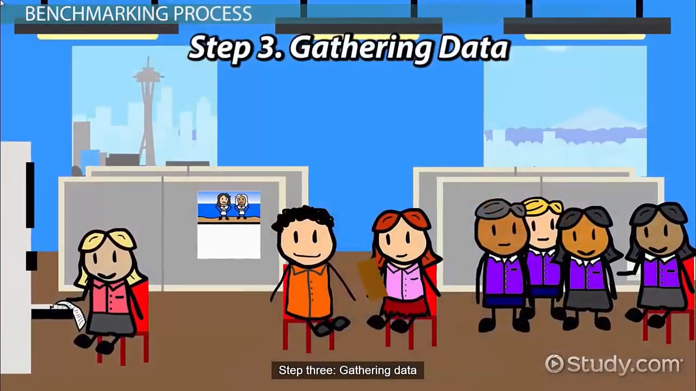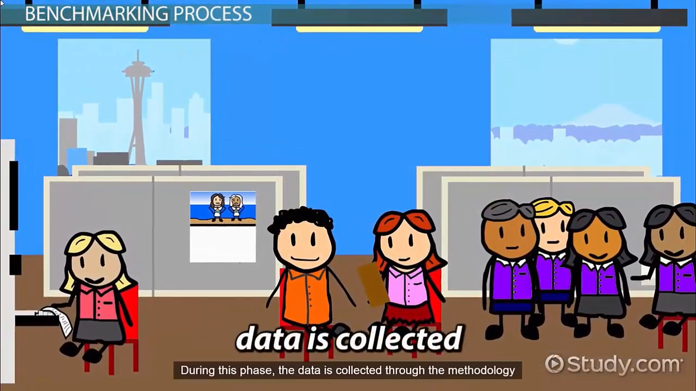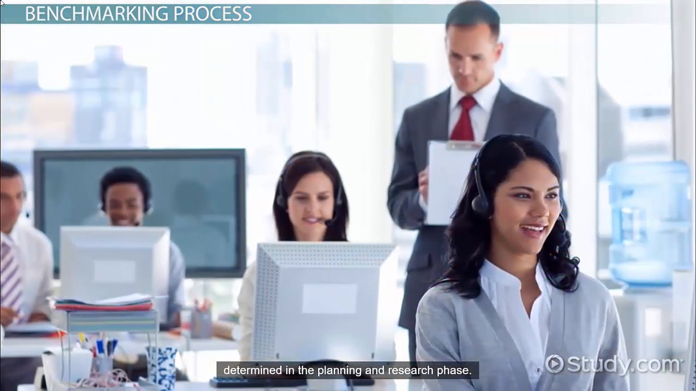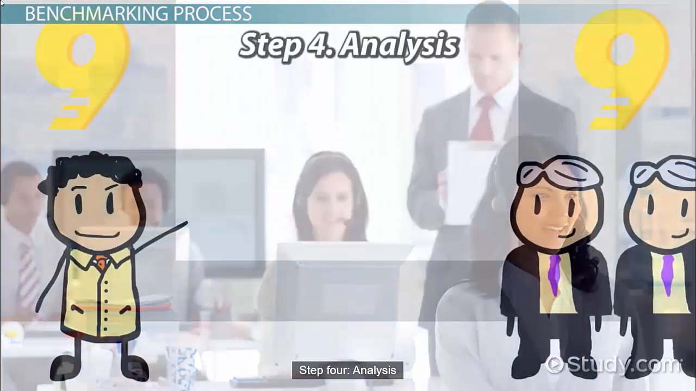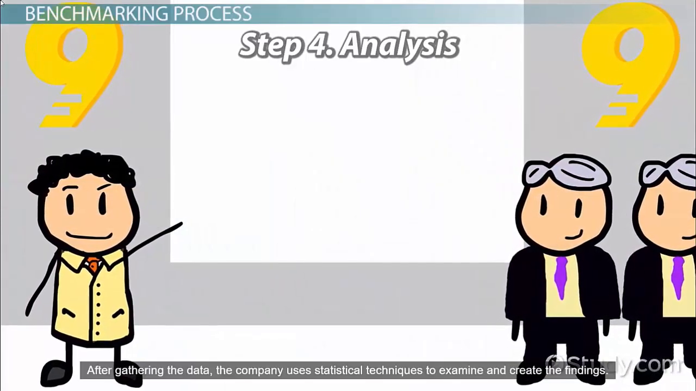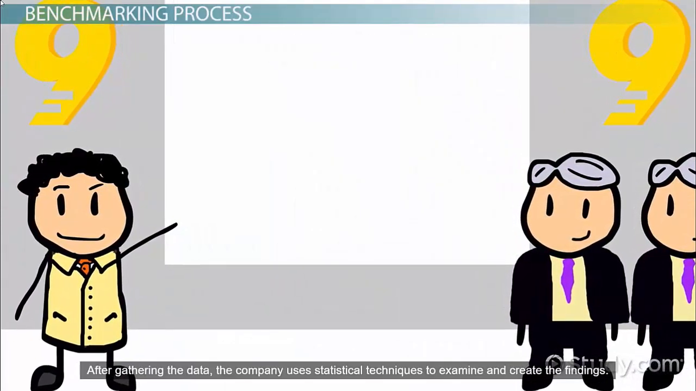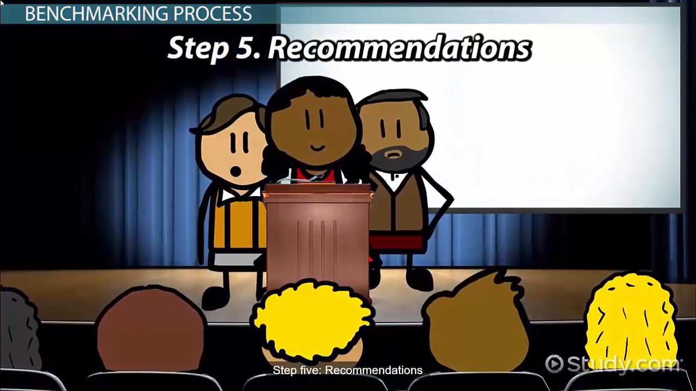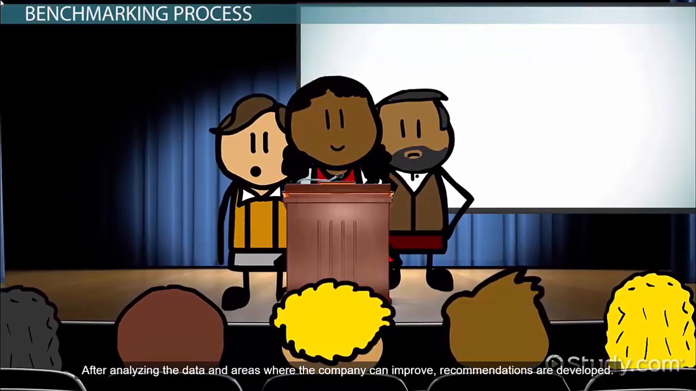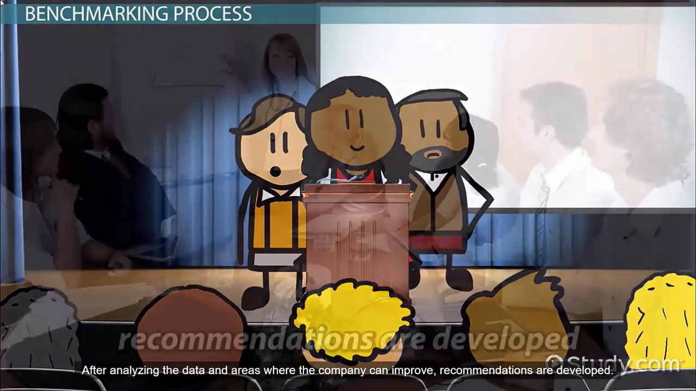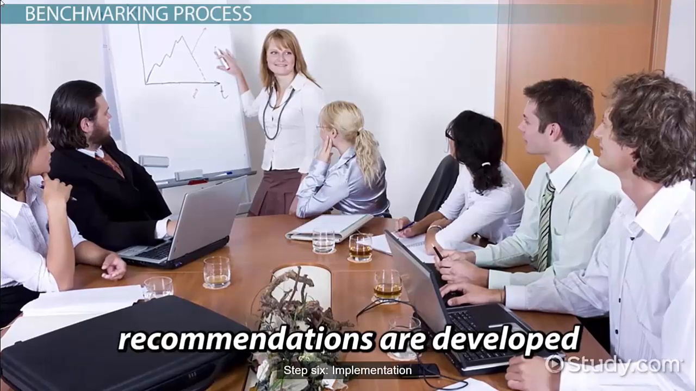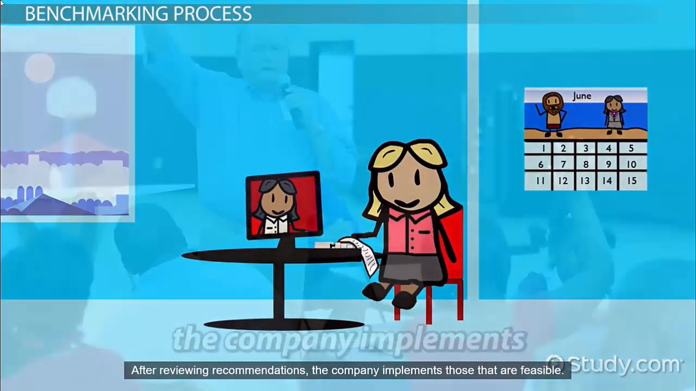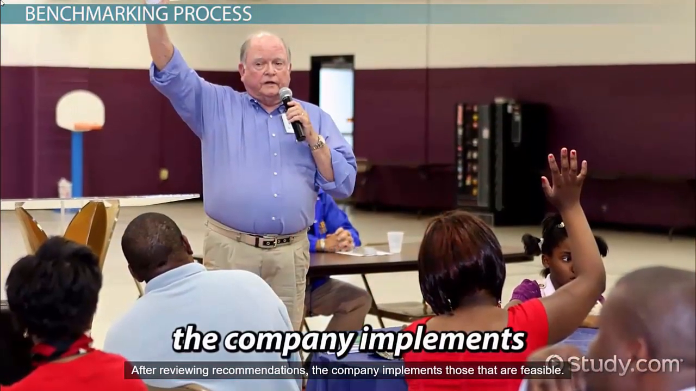Step 3. Gathering data. During this phase, the data is collected through the methodology determined in the planning and research phase. Step 4. Analysis. After gathering the data, the company uses statistical techniques to examine and create the findings. Step 5. Recommendations. After analyzing the data and areas where the company can improve, recommendations are developed. Step 6. Implementation. After reviewing recommendations, the company implements those that are feasible.